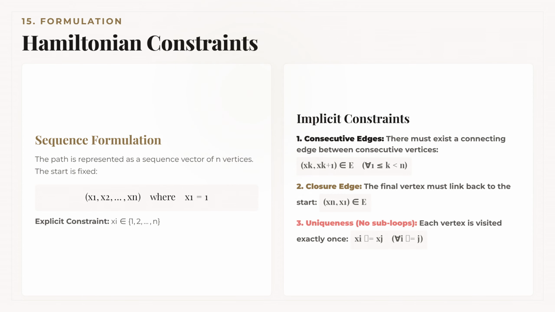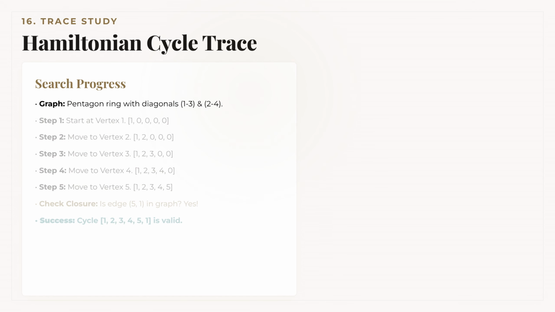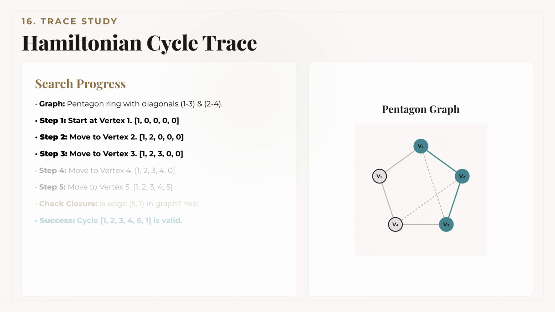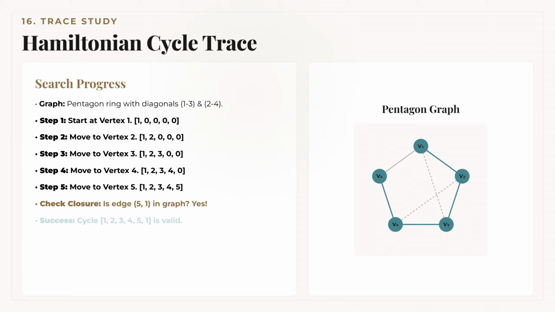Otherwise, we continue recursively. Let us consider a graph with 5 vertices. We fix vertex 1 as the starting point. Next, we choose vertex 2, then vertex 3, then vertex 4. Finally, vertex 5. Now we check whether there is an edge connecting vertex 5 back to vertex 1. If such an edge exists, we have found a Hamiltonian cycle. The cycle becomes 1 to 2, 2 to 3, 3 to 4, 4 to 5, and finally back to 1. If the closing edge does not exist, we backtrack and try alternative paths.